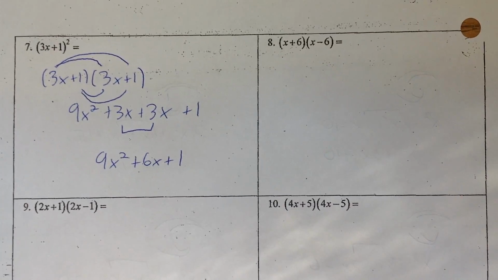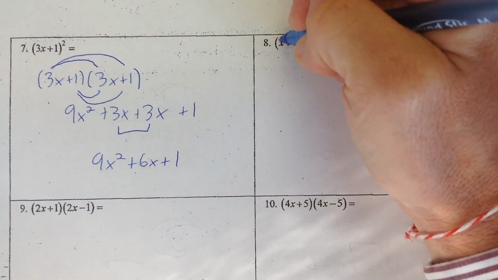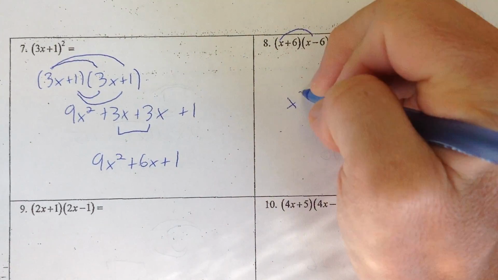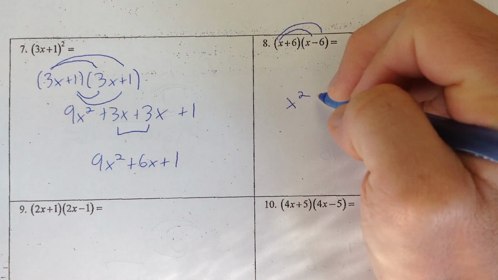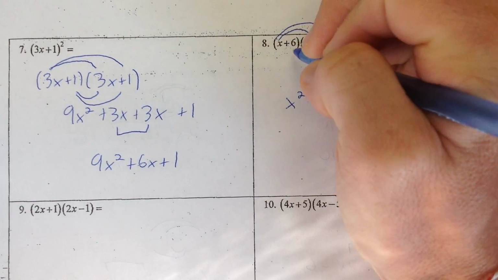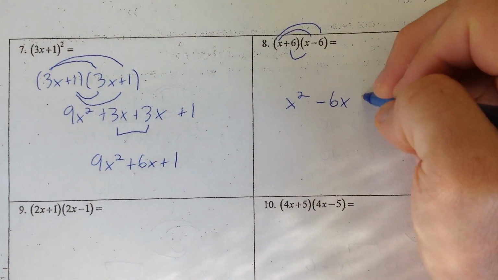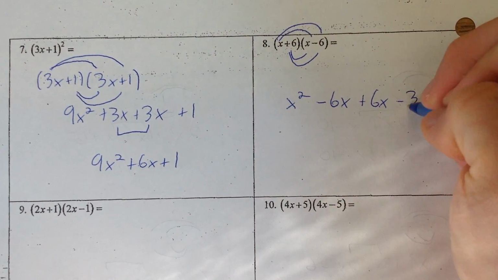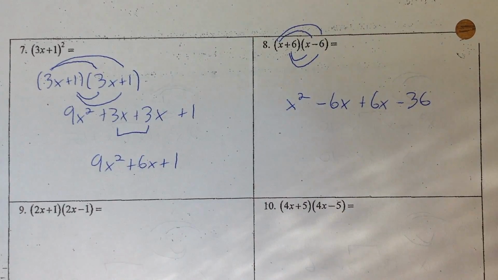All right. Number 8. So we're back to just having both of them there. x times x is x squared. x times minus 6 is negative 6x. 6 times x is a positive 6x. And then 6 times negative 6 is a negative 36.